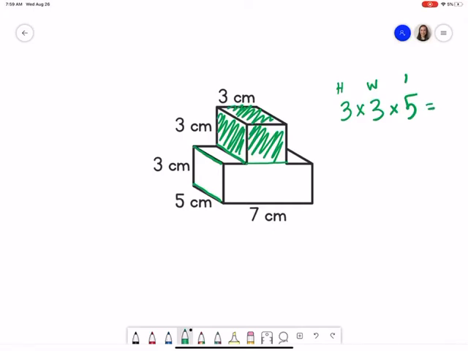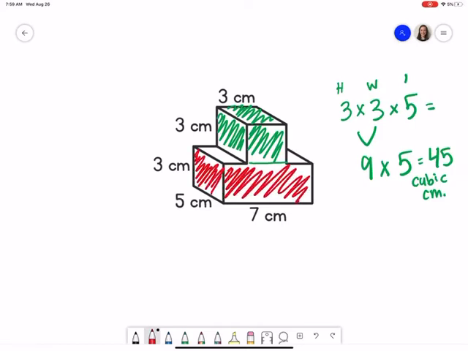So we're going to find that one first. So 3 times 3 is 9, times 5 is what? 45. 45 cubic centimeters. Because we measured a 3D object, which means we're measuring in cubes. Now, let's get the volume of this object.